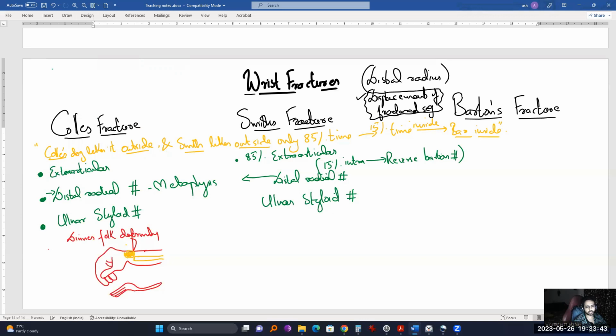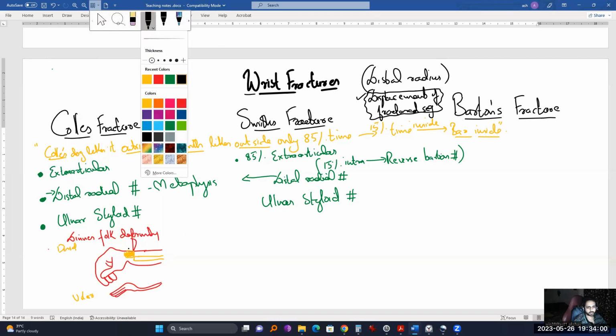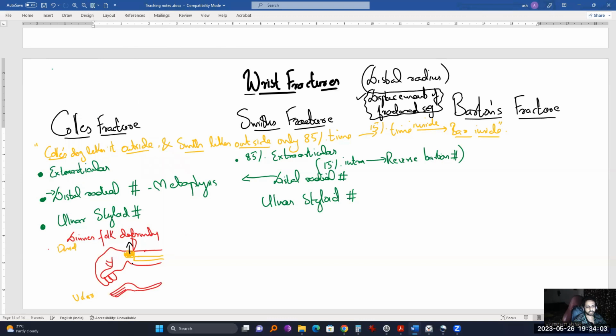It has displaced to which side? This is the dorsal side, and this is the volar side. So you can see the displaced segment as displaced volar. Okay, sorry, to the dorsal side. There is a displacement of the fractured segment dorsally. That is seen in Colles fracture, whereas in Smith's fracture the displacement is volar displacement.